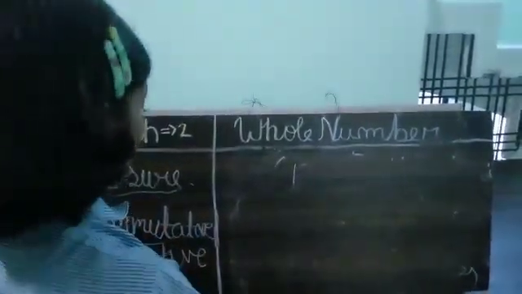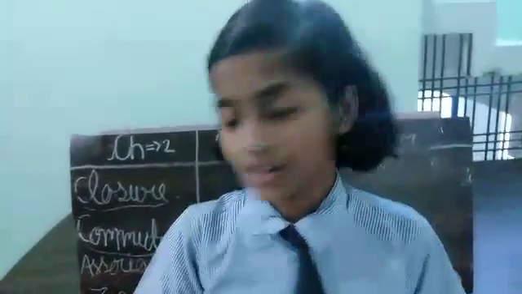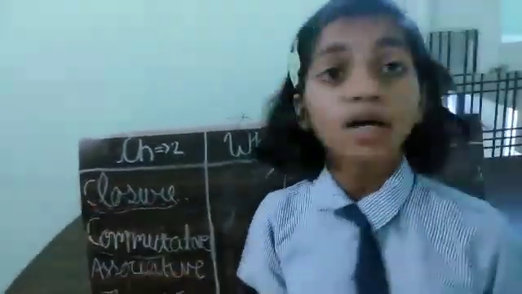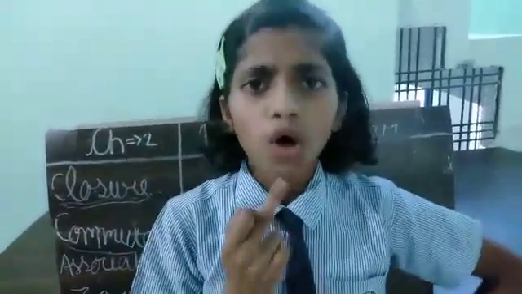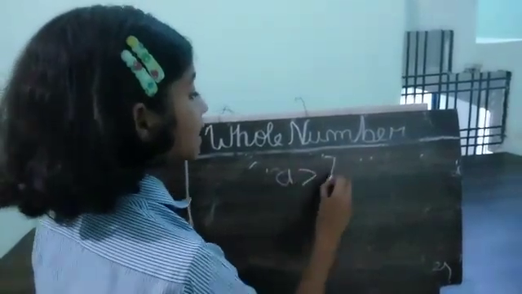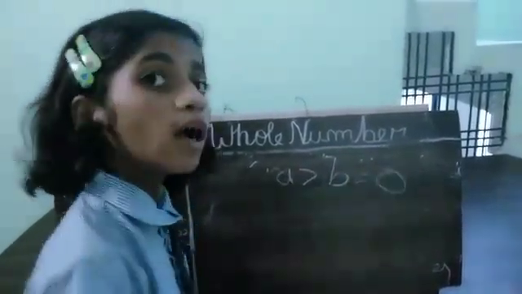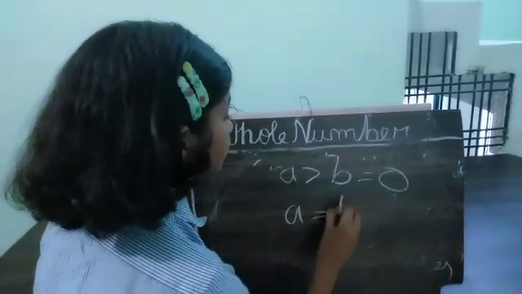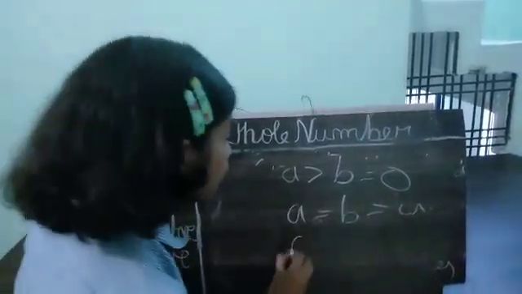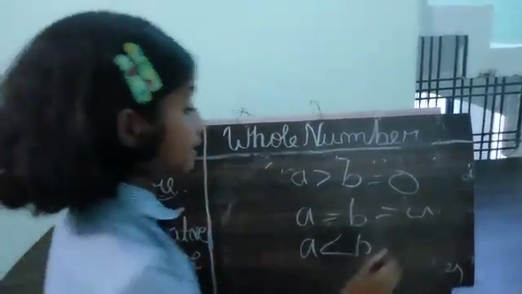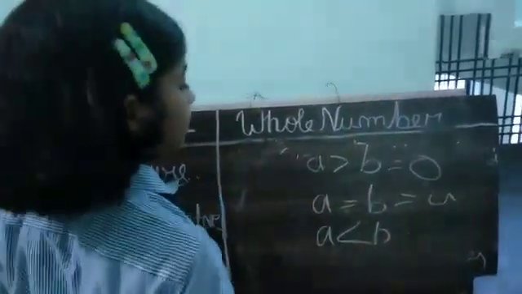Now we will learn about properties of subtraction. First, closure property. If a and b are 2 whole numbers, then the difference of a and b is also a whole number. First, if a is greater than b, then the answer is a whole number. And if a and b both are equal, then the answer is also a whole number. But if b is greater than a, then the answer is not a whole number.